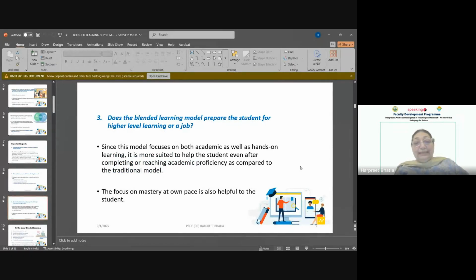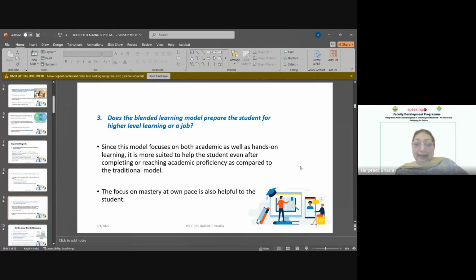So then obviously the next question that follows is that, does the blended learning model prepare the student for higher level learning or a job? Well, that is the focus. Since the idea is to encourage both academic as well as hands-on learning, the idea is that by the time the student is at the end of their graduation, they not only have the academic background, but they also have some skills that will help them to find jobs enough to look after themselves financially.